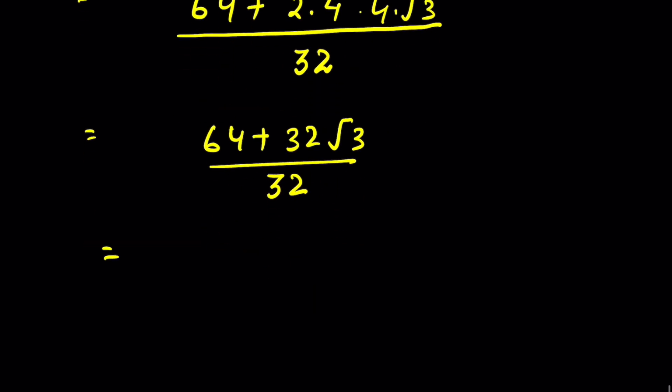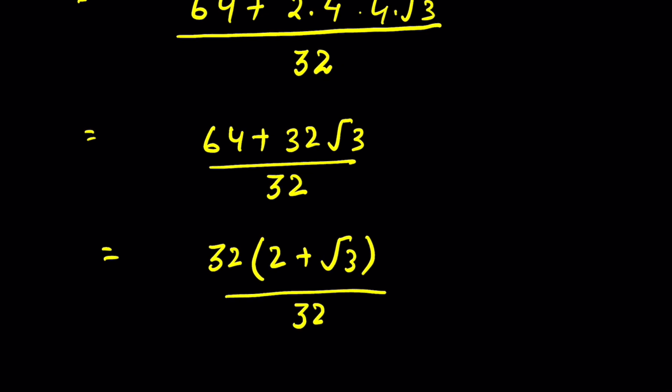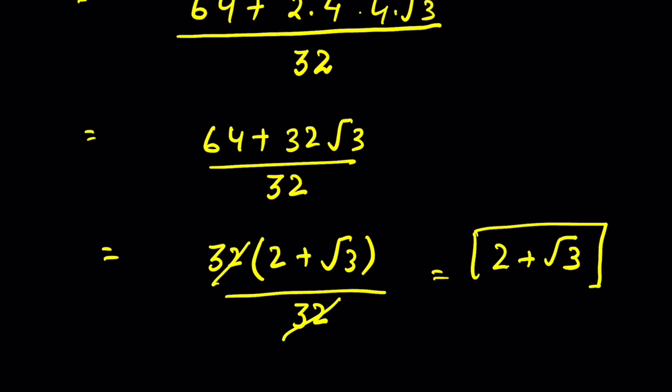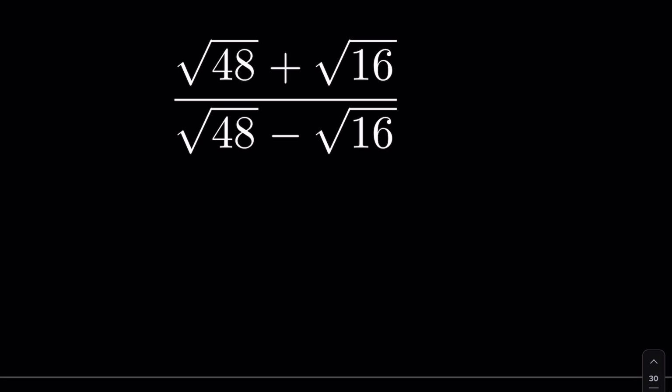Let's take 32 common. 2 plus square root of 3 upon 32. Cancel 32 and 32. Answer is 2 plus square root of 3. So this is one method to simplify. Another method is we simplify the radicals first.